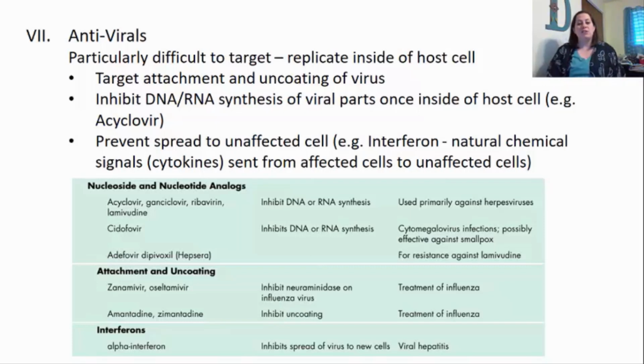All right, and again, there are some other examples as well. Some are for the attachment and the uncoating. You can see that there's zanamivir that's used here. It's going to hit the influenza virus, and this is often used to treat influenza. And then the interferons, like alpha interferon, are used to inhibit the spread of the disease to new cells, and this is used to treat viral hepatitis. All right, so these are the antivirals, and again, they're a little harder because we've got to target the different ways that the viruses utilize the cells.